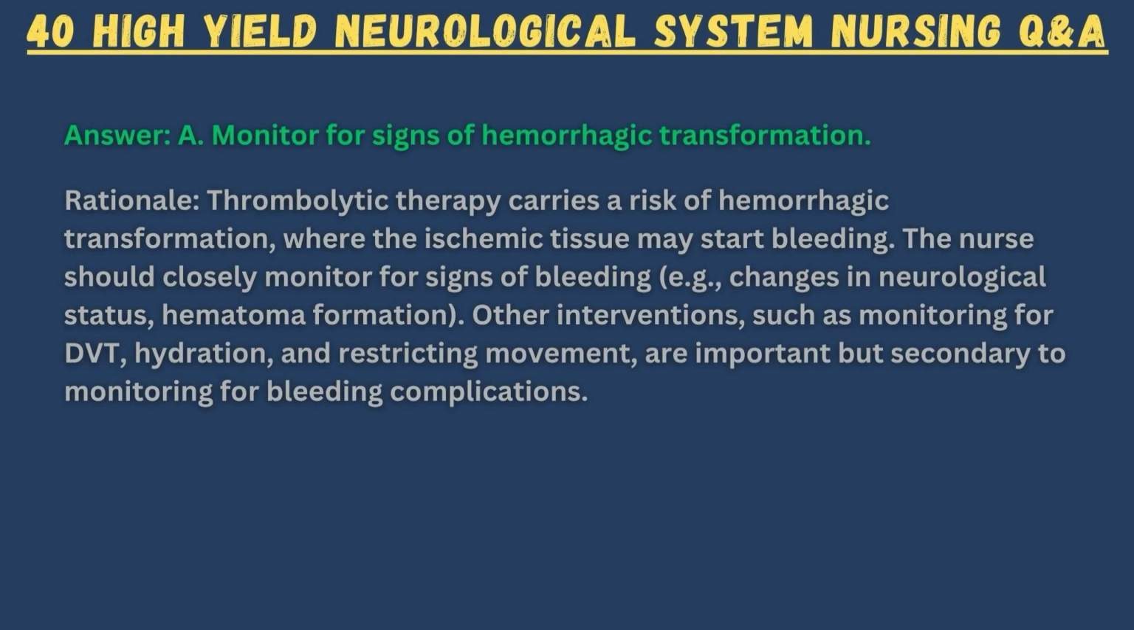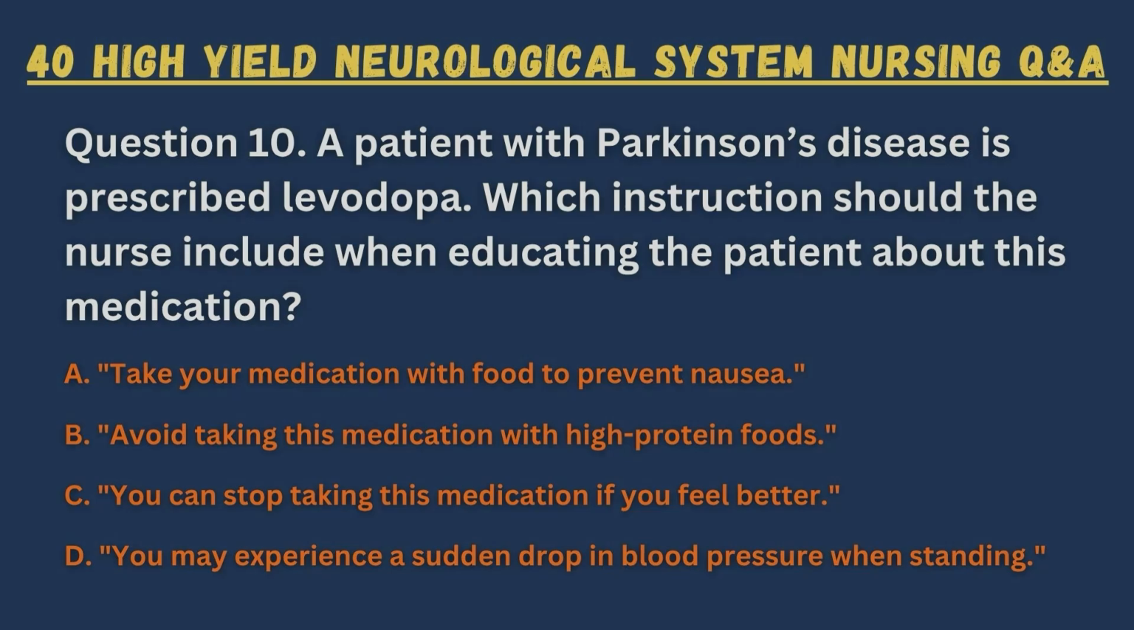Answer: A. Monitor for signs of hemorrhagic transformation. Rationale: thrombolytic therapy carries a risk of hemorrhagic transformation, where the ischemic tissue may start bleeding. The nurse should closely monitor for signs of bleeding, e.g., changes in neurological status, hematoma formation. Other interventions, such as monitoring for DVT, hydration, and restricting movement, are important but secondary to monitoring for hemorrhagic transformation.